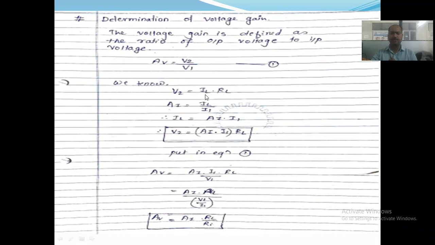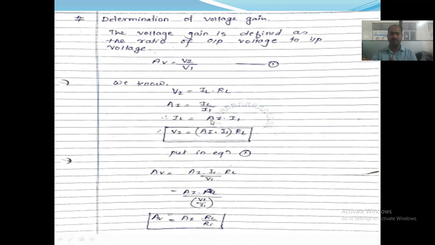But we know another thing, that is current gain also. We have seen that current gain is nothing but output divided by input, so IL divided by I1. Okay, so IL equal to AI into I1. IL is placed here and I1 is moved over there. So IL equal to AI into I1.